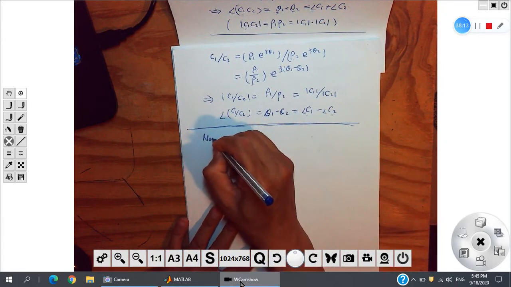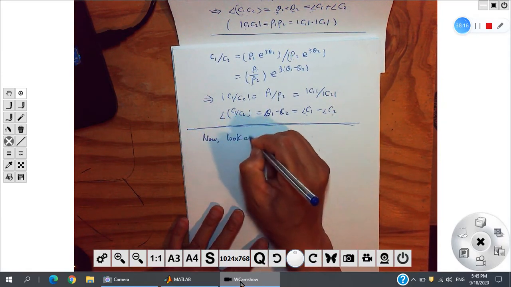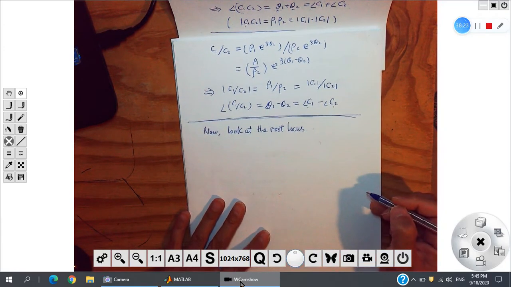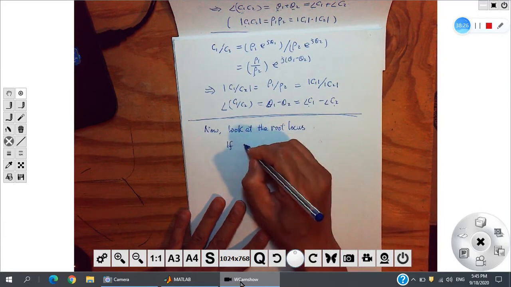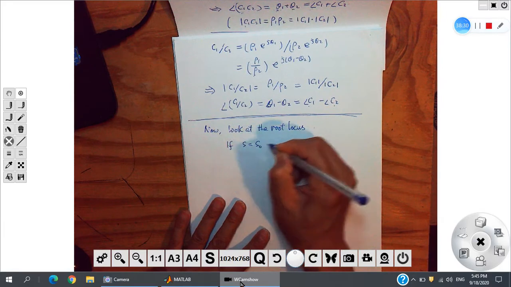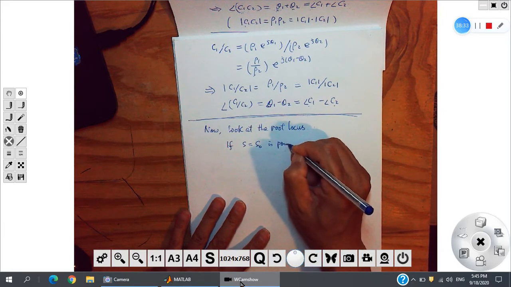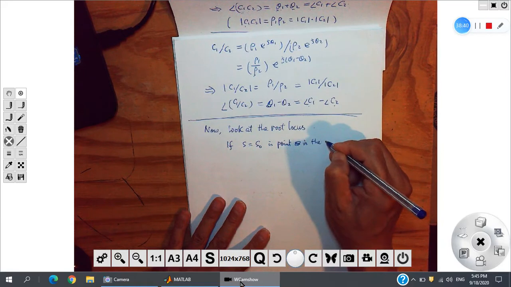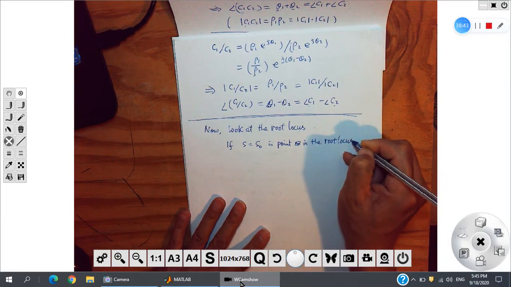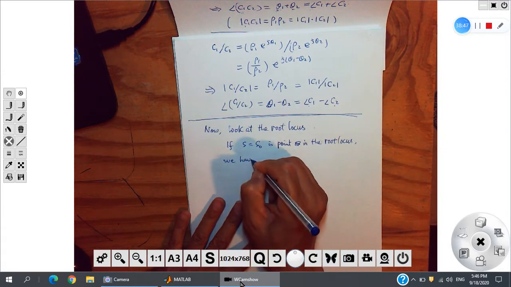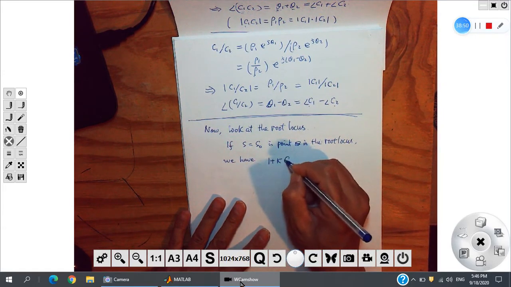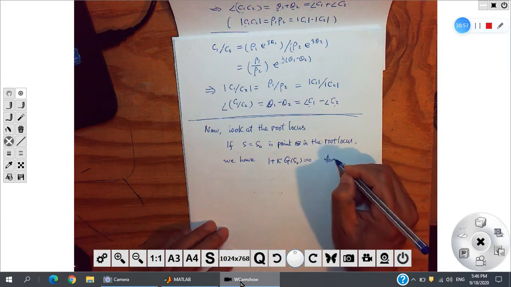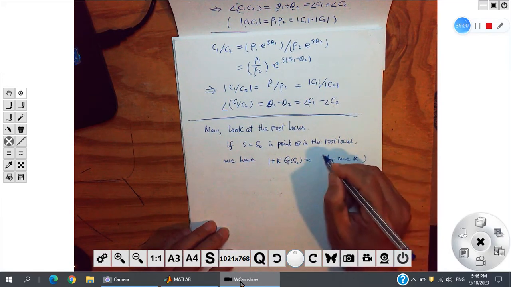Now look at the root locus. If s equal to s0 is a point in the root locus, we have 1 plus k g of s0 equal to 0, for some k value, right?